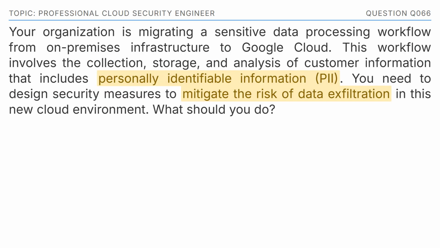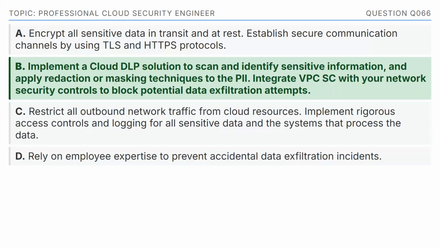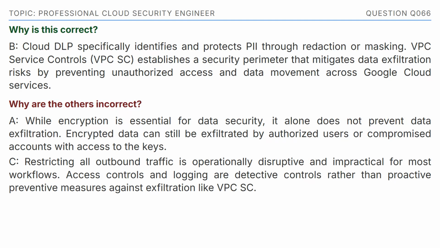To arrive at the correct answer, we focus on the keywords, personally identifiable information, PII, mitigate the risk of data exfiltration. The correct answer is option B. Implement a Cloud DLP solution to scan and identify sensitive information, and apply redaction or masking techniques to the PII. Integrate VPC with your network security controls to block potential data exfiltration attempts. Why is this correct? B.